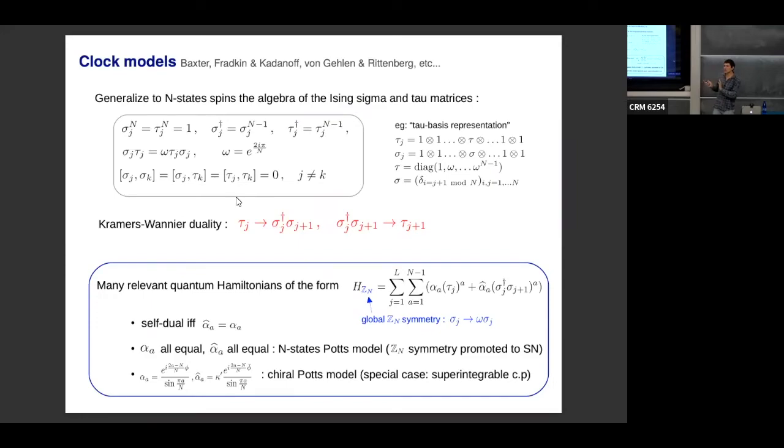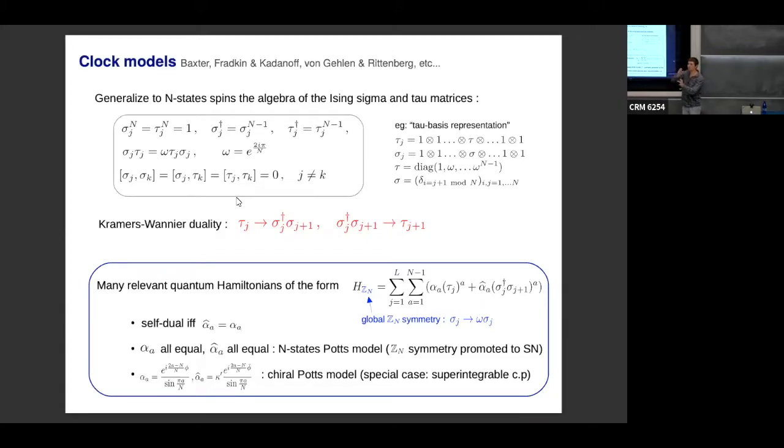So the first step is to introduce what we call clock models, which are a generalization of the Ising model to n-state spins. And we did not invent that. That's quite standard. A lot of authors use them for different reasons, Baxter and so on. Well, it's easy to see that the correct way to generalize the algebra of tau and sigma matrices to n-state spins is to introduce those matrices here. So now we have sigma, sigma dagger, and tau dagger, but they're related by these equations here.